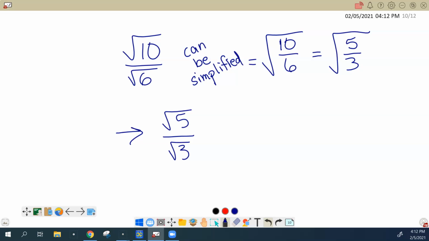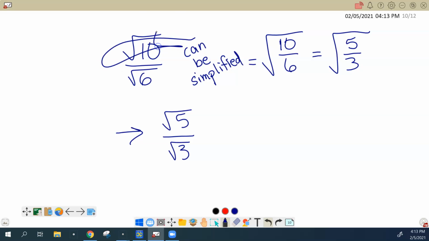So what does that look like? Well, let's take a look at this one. We've got the square root of 10 divided by the square root of 6. And we make a determination, oh, we can simplify those two numbers. They have a common factor of 2. So I've rewritten the two little radicals as one great big radical, went ahead and simplified it, and then kept it as two small radicals again.